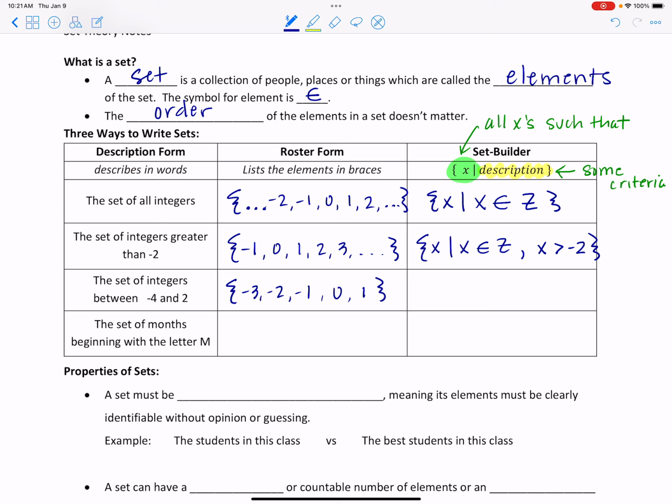So there's our roster. Now I'm going to say this is all x's such that, in this case, our x's, our things, our objects, are again integers. So we're an element of the set of integers, and this time we're between -4 and 2. So I want to put my x between -4 and 2. I want to be greater than -4, and I want to be less than 2. So we make a double inequality there.